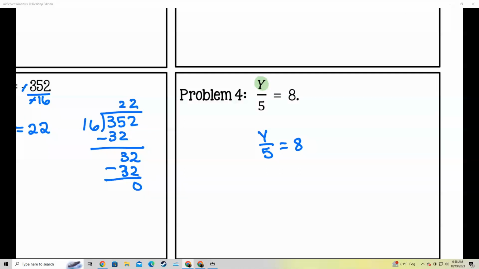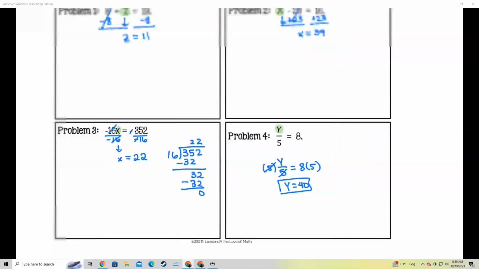Y divided by 5 is equal to 8. To get rid of the divided by 5, I'm going to do the opposite, which is multiply by 5. These 5s are going to cancel. I get y equals 40 is my final answer. All right, that takes care of the one-step problems.